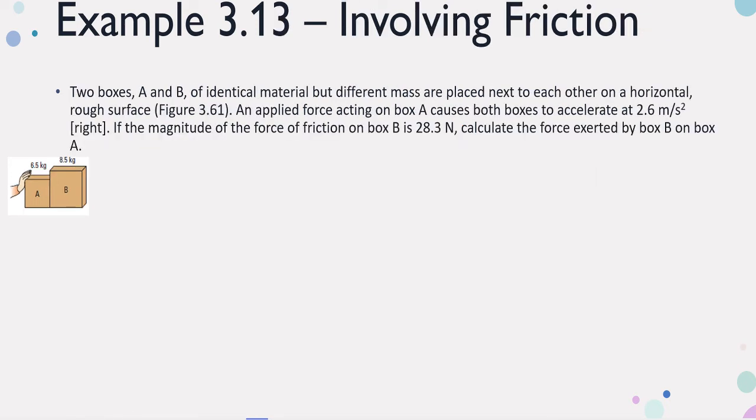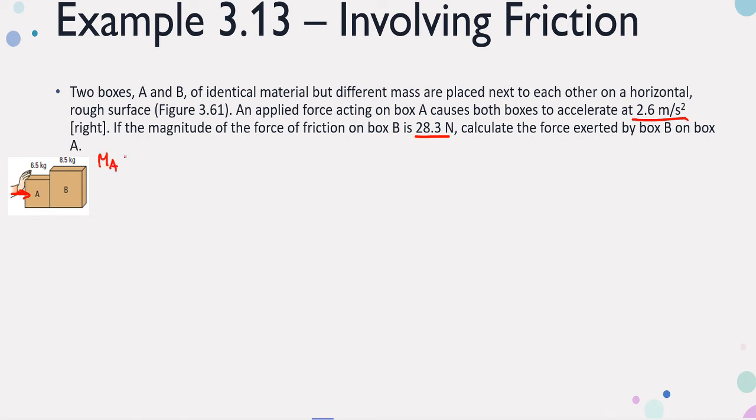We got one more example today, and this one involves friction, so it's another box problem. We're going to have 2 boxes, again, instead of 3, of identical material but different mass placed next to each other on a horizontal rough surface. An applied force acting on box A, so we have a force applied right here, and it causes both boxes to accelerate at 2.6 meters per second squared to the right. If the magnitude of the force of friction is 28.3 newtons on box B, calculate the force exerted by box B on box A.